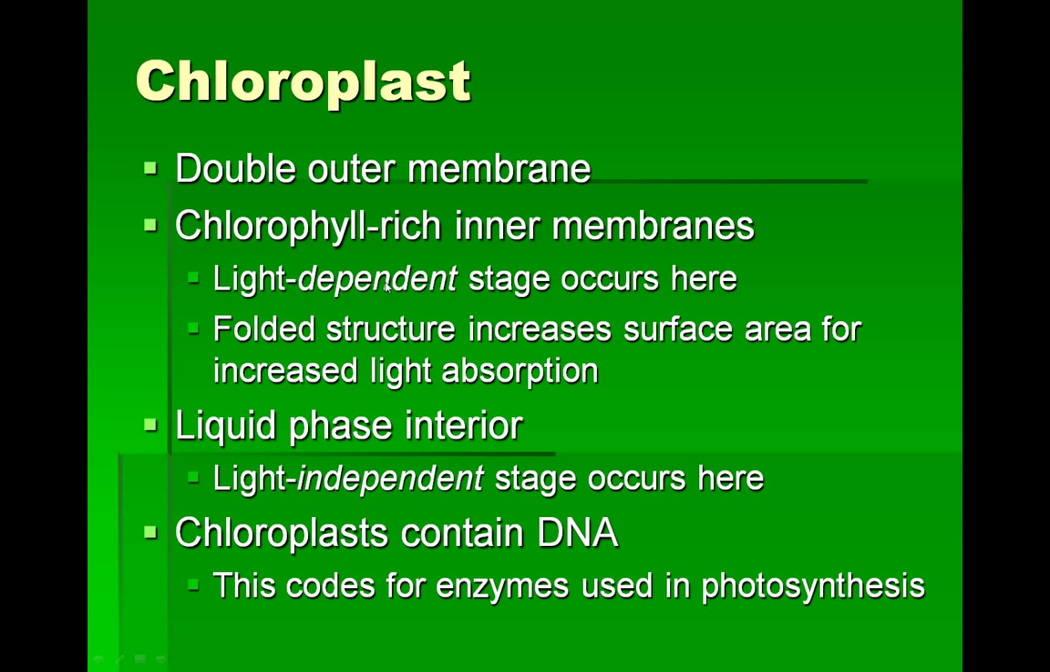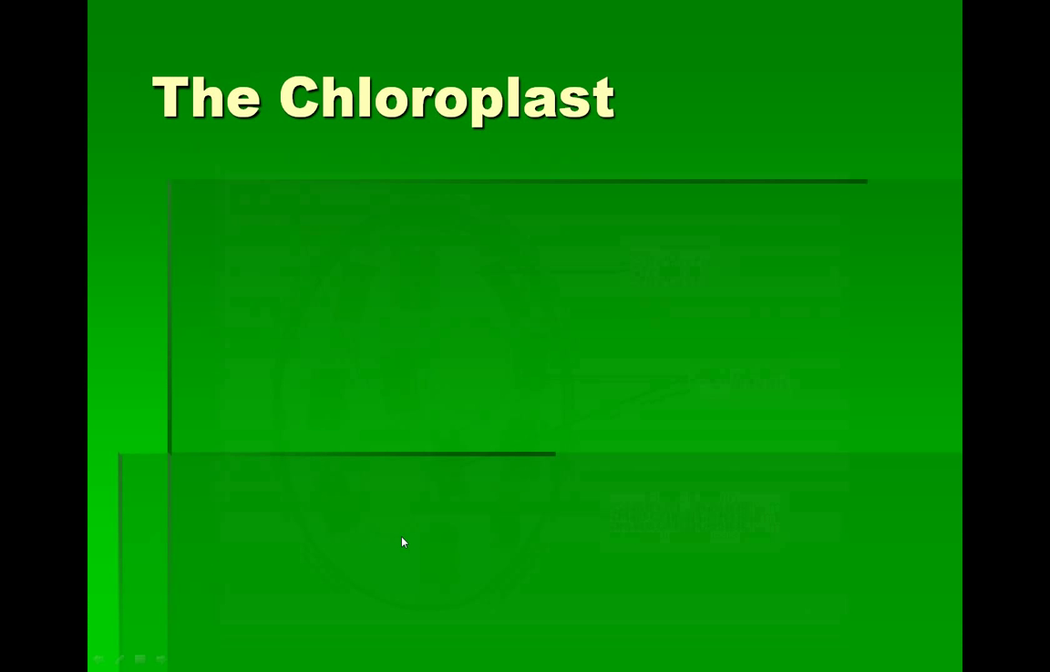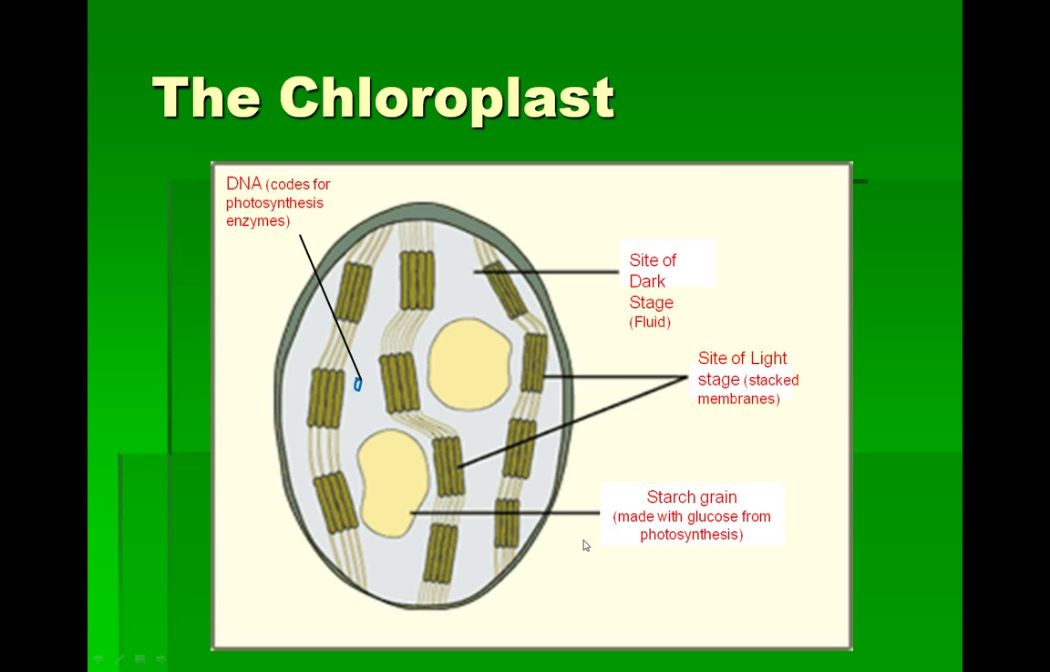We'll see later on there's a second stage called the light independent stage, and that occurs in the liquid. So these two phases of photosynthesis, one occurs in the membrane and the other occurs in the liquid part of the chloroplast. If you look at a picture of the chloroplast, you notice that there are little plasmid-like molecules, small circular pieces of DNA that occur inside the chloroplast, and these are extra chromosomal pieces of DNA. They're outside the chromosome, but they are important for photosynthesis. They code for the enzymes that are needed for photosynthesis.